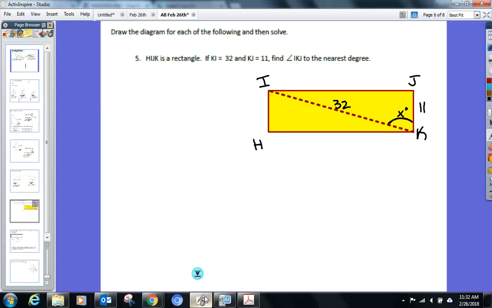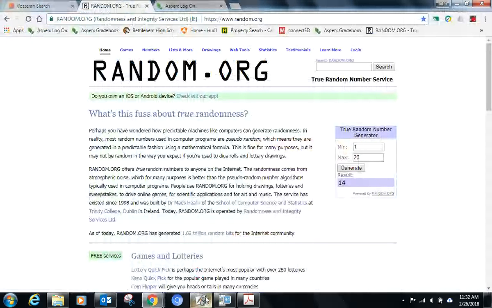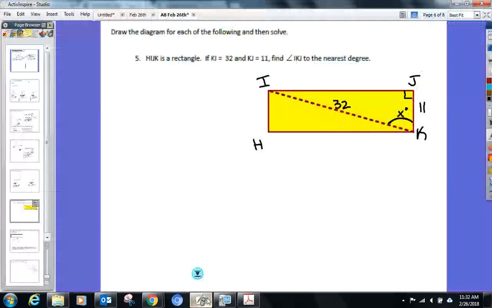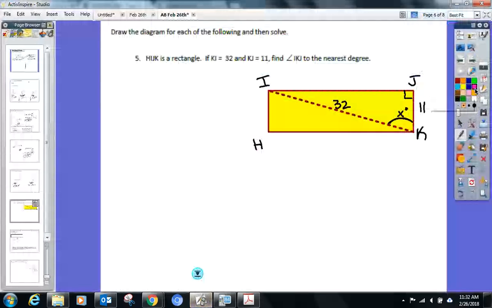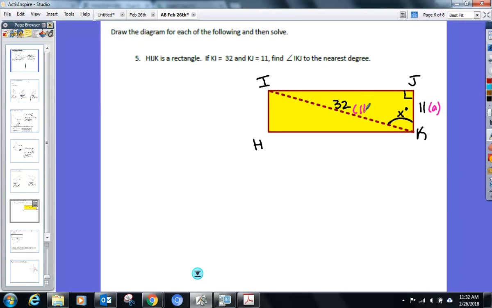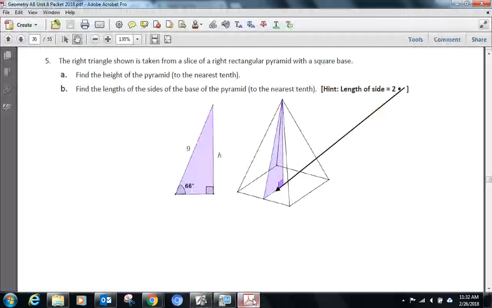What gives me the right to do a sine cosine tangent here? Because I thought that only could happen in right triangles. This is a rectangle. Rectangles all have right angles, yes. So angle J would be a 90-degree angle. All right, so what are the 32 and 11 acting as then? We're back in business. What's the 32 and the 11 acting as? Yep, adjacent, hypotenuse. What ratio can I use here?